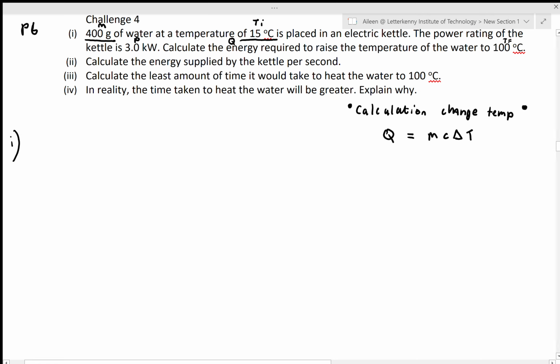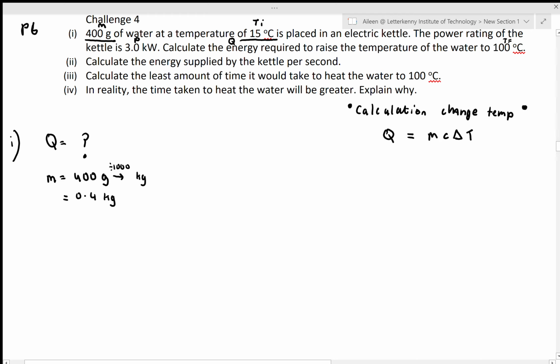Okay, so we want the energy when there's a change in temperature. So we're going to use Q is equal to mc delta T. So I don't know what Q is. I'm told that my mass is equal to 400 grams. Now don't forget to change your units as you go. So if your mass is 400 grams, it needs to be converted into kilograms by dividing it by 1,000. So your mass is 0.4 kg.